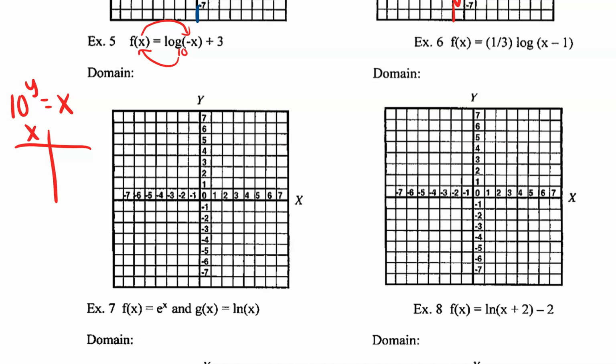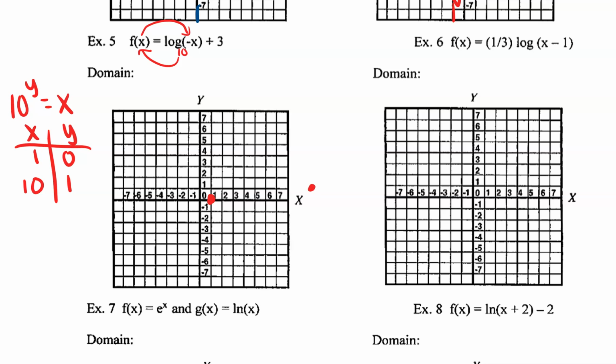Figure out a few points, x and y. I'm always going to plug in for my y when I'm doing logs, so I'm plugging in 0 and 1. Anything to the 0 power is 1. Anything to the first power is itself. So 10 to the first power is just 10. I am going to graph those points, and then I'm going to do the reflection and the shift. So I'm going to graph (1, 0) and (10, 1), which is off my graph, 7, 8, 9, 10, 1. So it's somewhere over here.